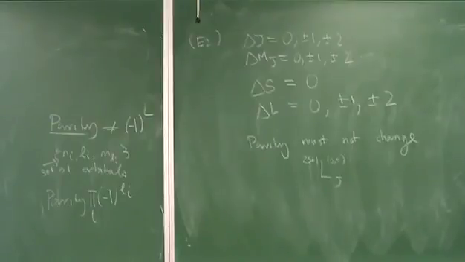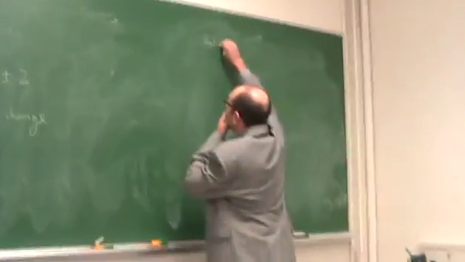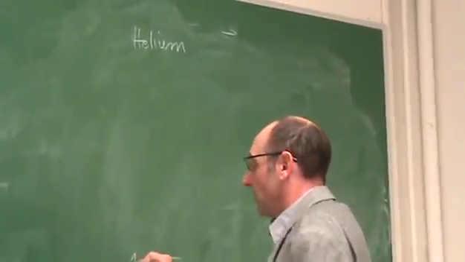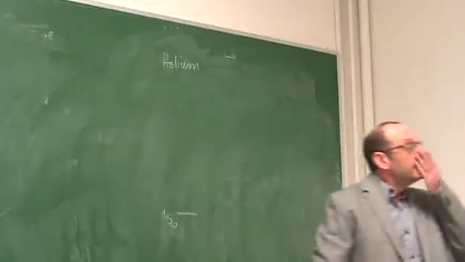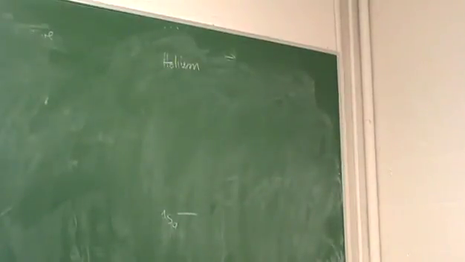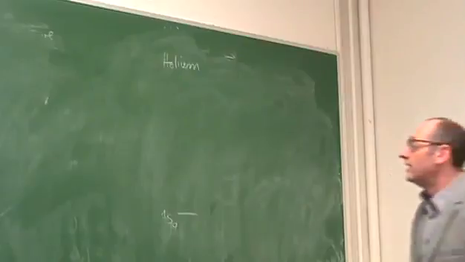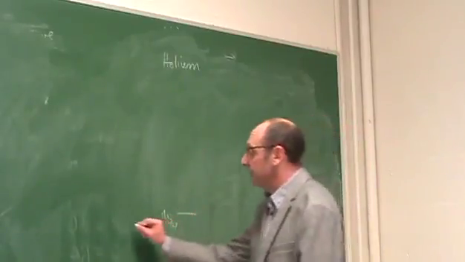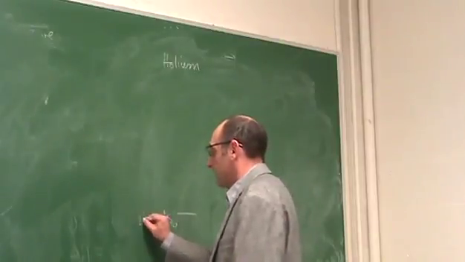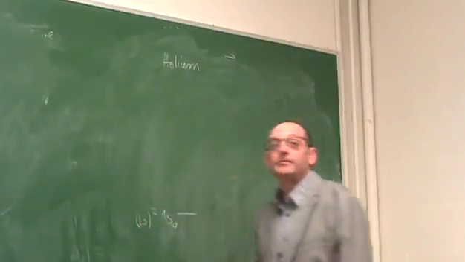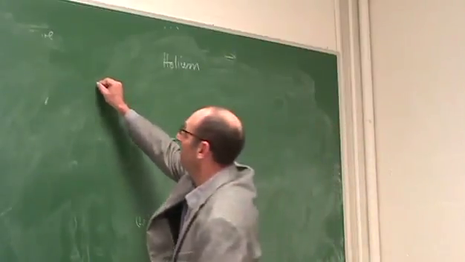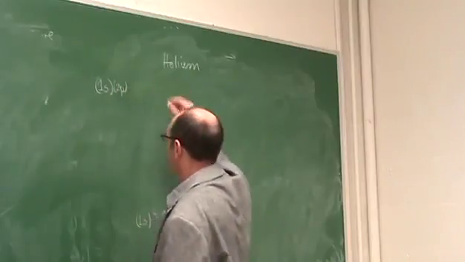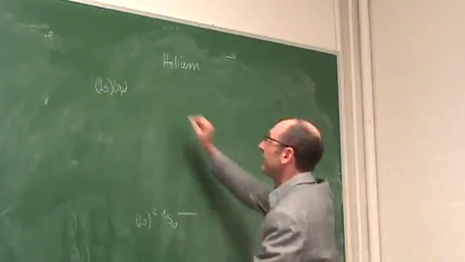Let's say I have helium. Helium, its ground state, as we discussed, is singlet S0. There is a singlet P. This is the configuration 1s squared. The configuration 1s 2p can be split into singlet and triplet.